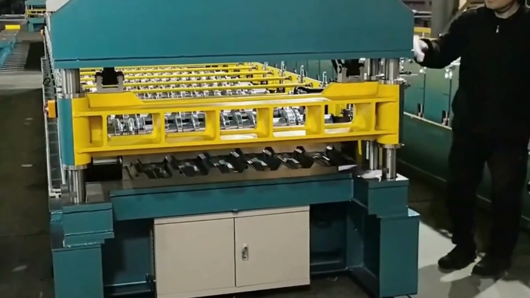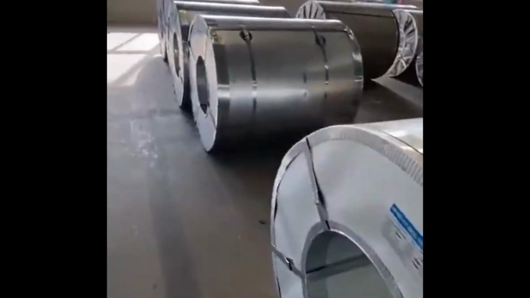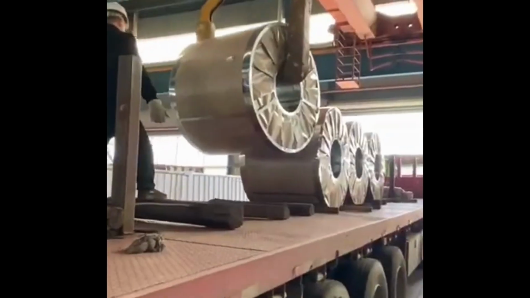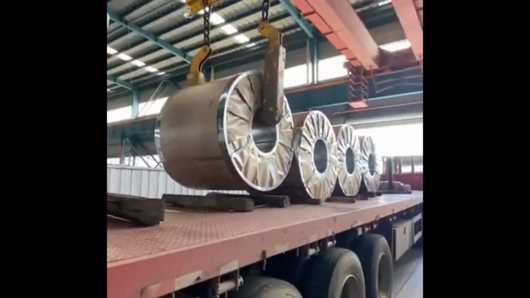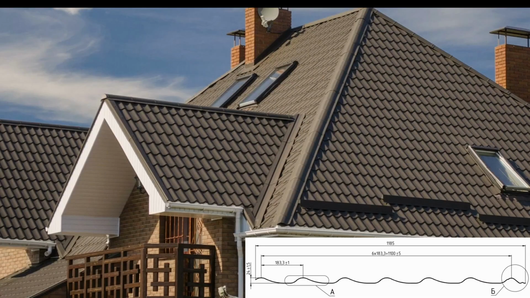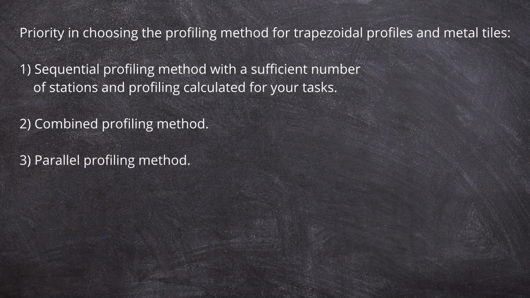Of course, another question is how often you will come across rolls with pronounced thickness differences. If you buy very good quality raw materials, which are produced using the most modern technologies, then this will probably be rare. Therefore, if you buy a machine that will produce trapezoidal profiles for a roof, fence, or a metal tile profile, then I recommend first of all considering the sequential profiling method. Next in priority is the combined method, and last of all, the parallel method.